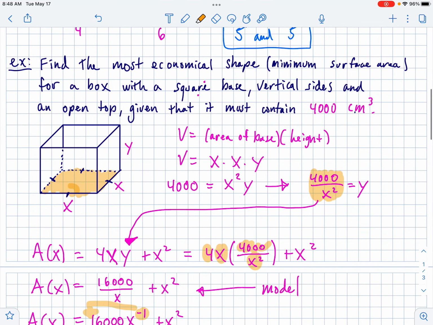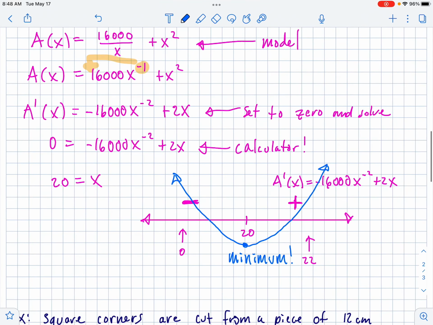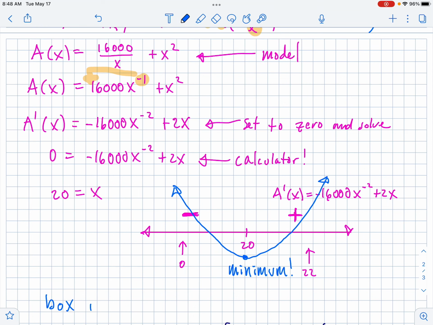So that means x was the base of the box, and y was the side. If you put 20 into this function right here to find the y, you get 4,000 divided by 20 squared is equal to y. I believe this is 10 when you simplify that on your calculator. So our final answer is that the box needs to be 20 centimeters by 20 centimeters by 10 centimeters to produce a minimum surface area on the box.